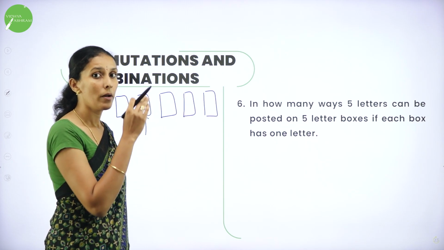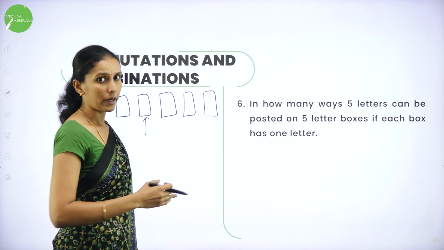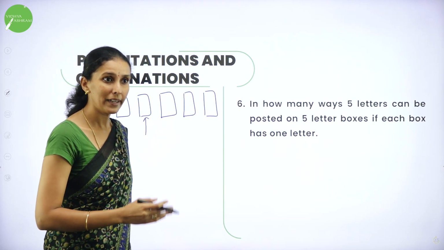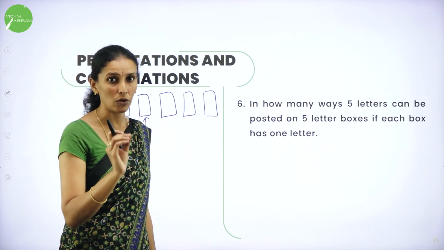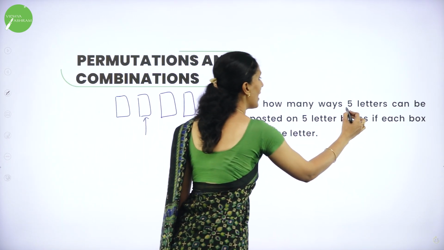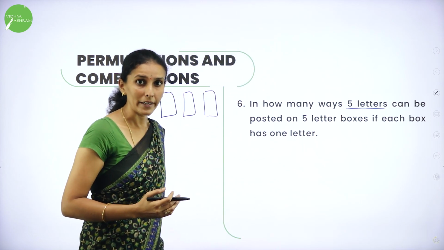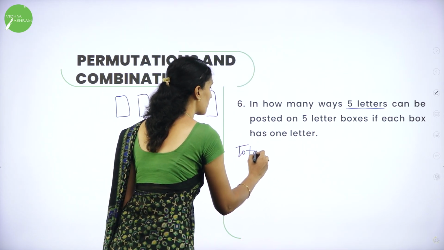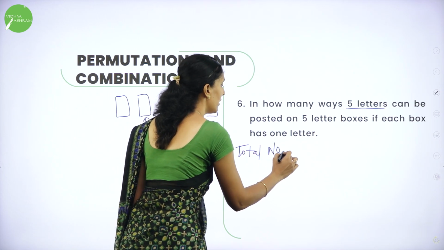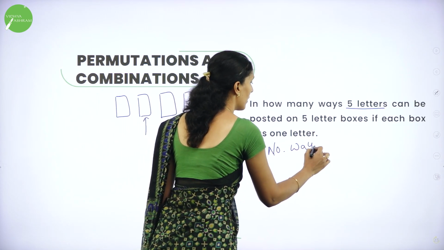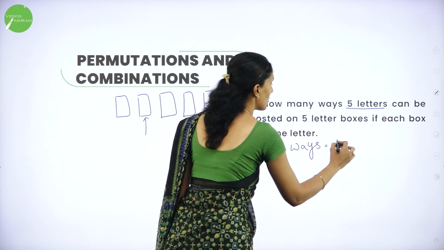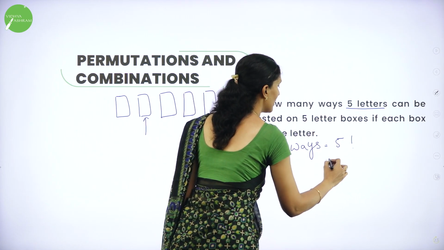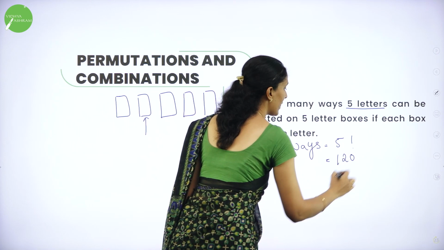So here also the objects are not repeating. When the objects are not repeating, our permutation is n factorial. So here we have 5 letters which are not repeating. So therefore, my total number of ways for this also is 5 factorial, that is 120 we can say.